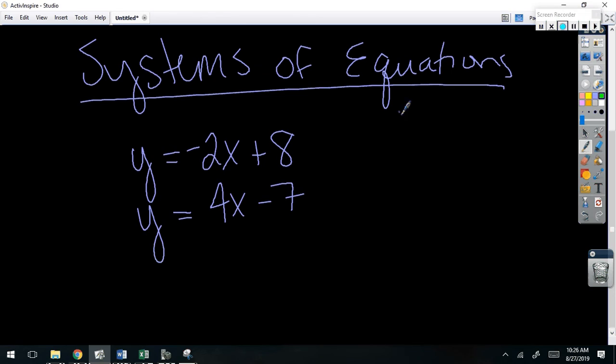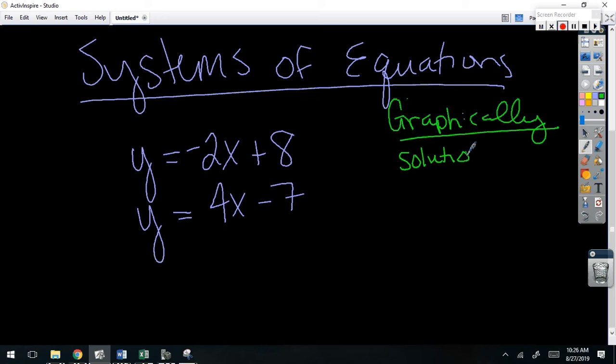All right, to solve, we're going to first solve graphically. Tell me how you might solve this graphically. And what's the solution? The solution graphically is the point of intersection.